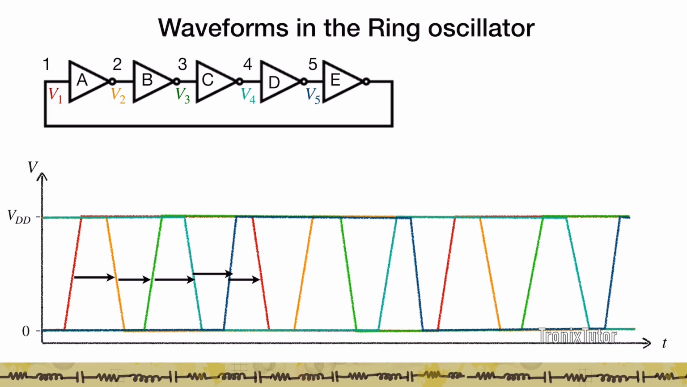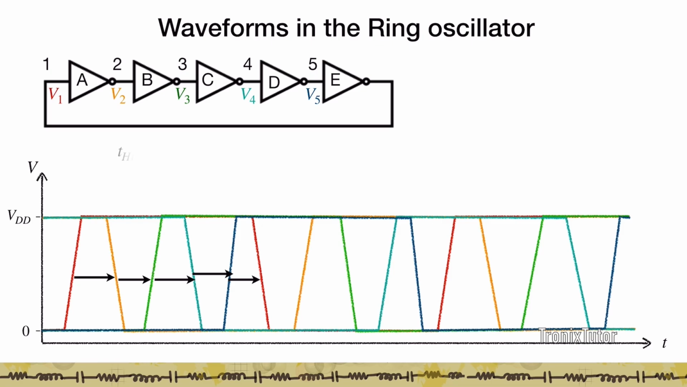So you see that every node here will have the same frequency and duty cycle. What you see here is that every node has the same frequency for the oscillation and the same duty cycle. Each of them, however, differs by a certain phase, if you will.